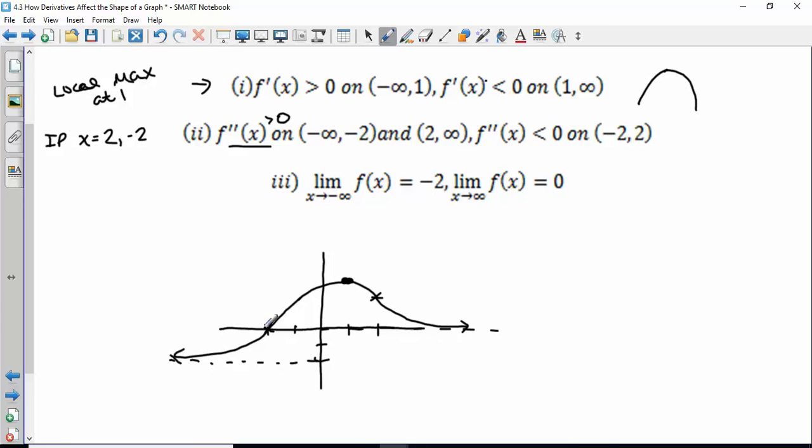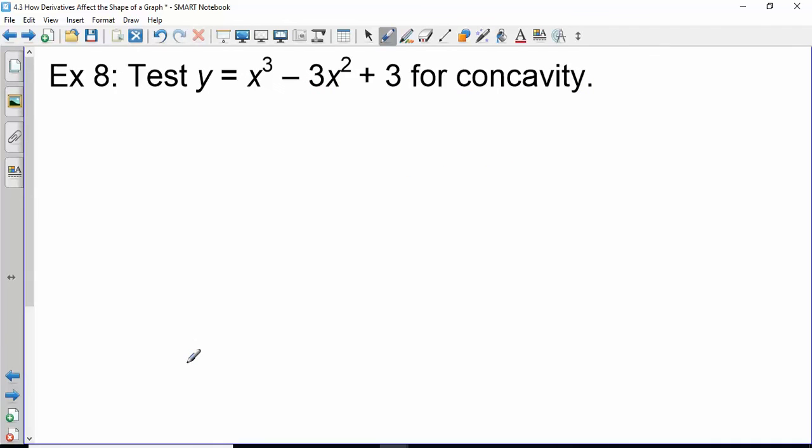Let's find the concavity based off some equations. Okay, I think that will be a little bit easier. I know drawing graphs from conditions is kind of difficult. This is something we're working towards, but we'll just do them here and there to practice. Alright.